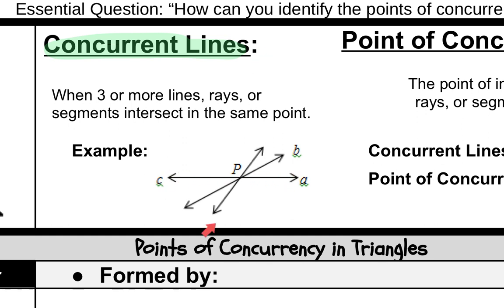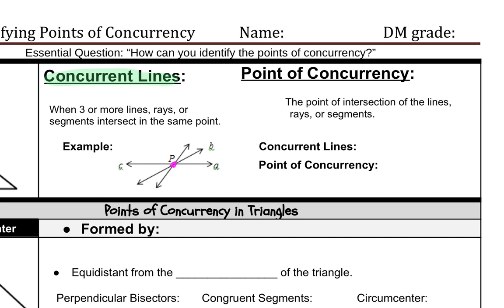If you see these three lines right over here, they intersect right over there. Right where they meet, that's called the point of concurrency. So that point of concurrency is right over there. That is the point of intersection between those. In this example, the point of concurrency is point P.